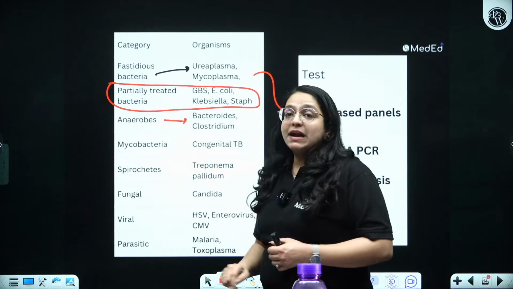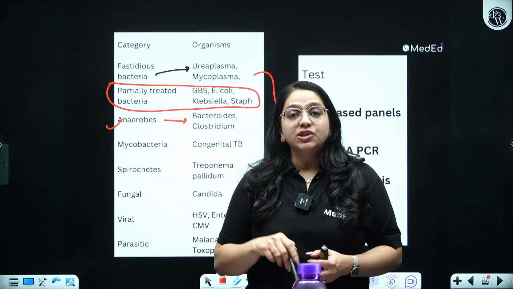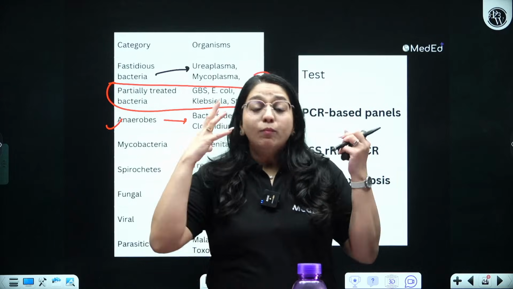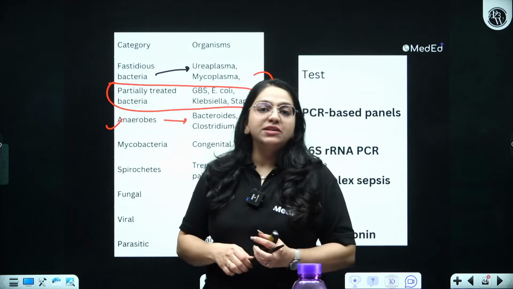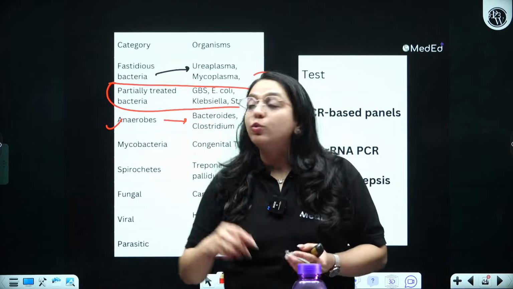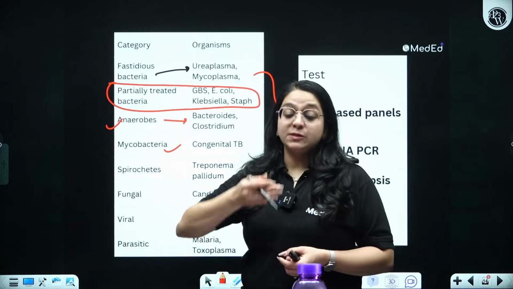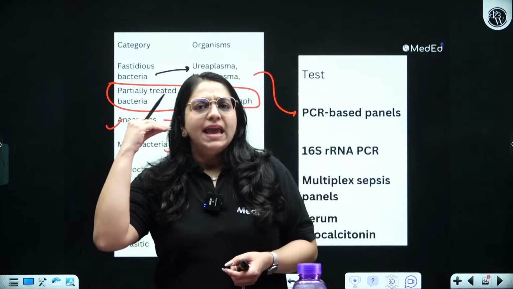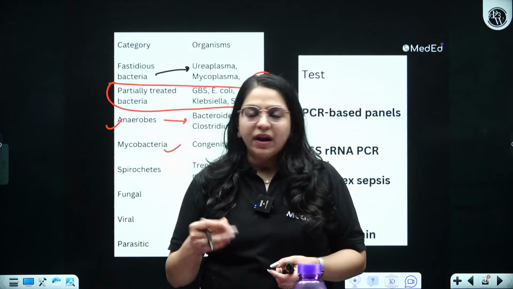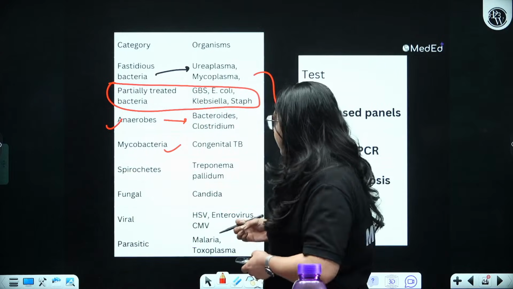Anaerobes, such as Bacteroides or Clostridium. Now, anaerobes need an absolutely anaerobic culture environment. Most labs are not equipped to culture anaerobic bacteria, so they are also not going to grow in the normal aerobic bottles. Mycobacteria, highly fastidious, need special culture media. Also, extracting mycobacteria from blood is never going to be possible. So always PCRs are preferred.